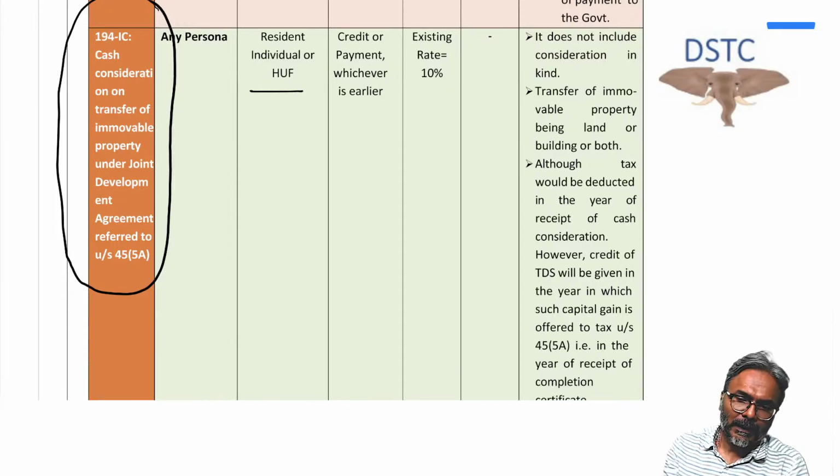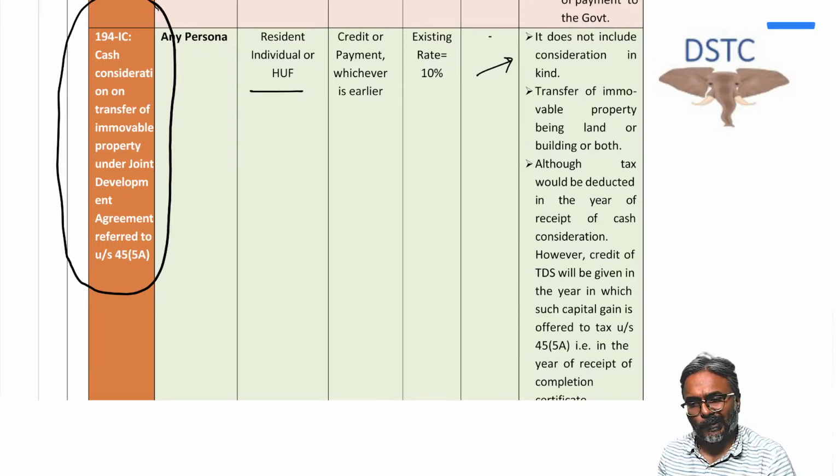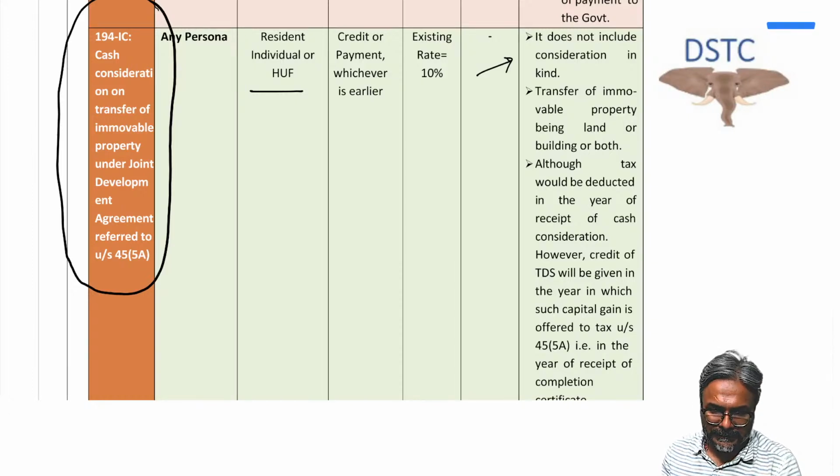Okay. Now, if you see over here in this context, students, it does not include consideration in kind. Transfer of immovable property being land or building or both, students. Sorry, I have goofed up here. It does not include the consideration in kind. Now the transfer of immovable property could be of land or building or both, doesn't matter. So this transfer could be of both.